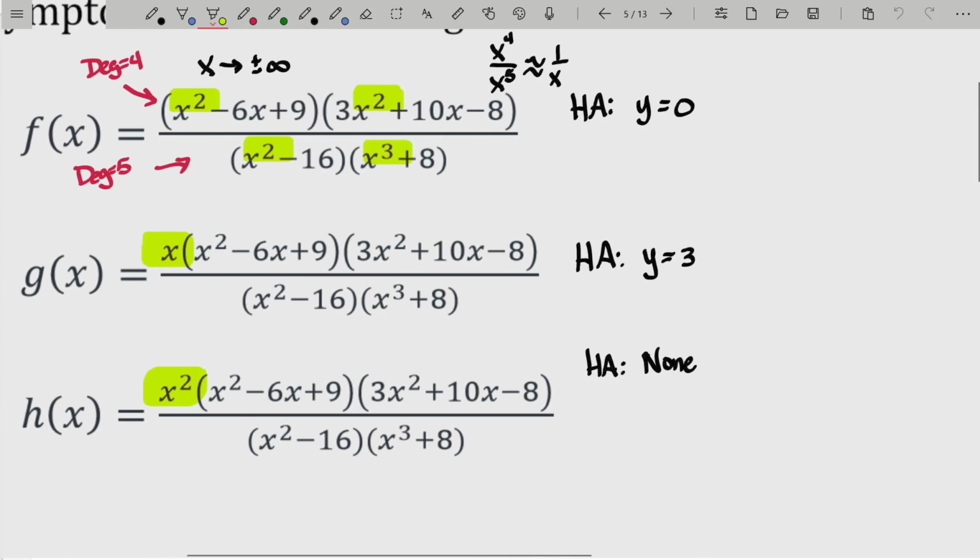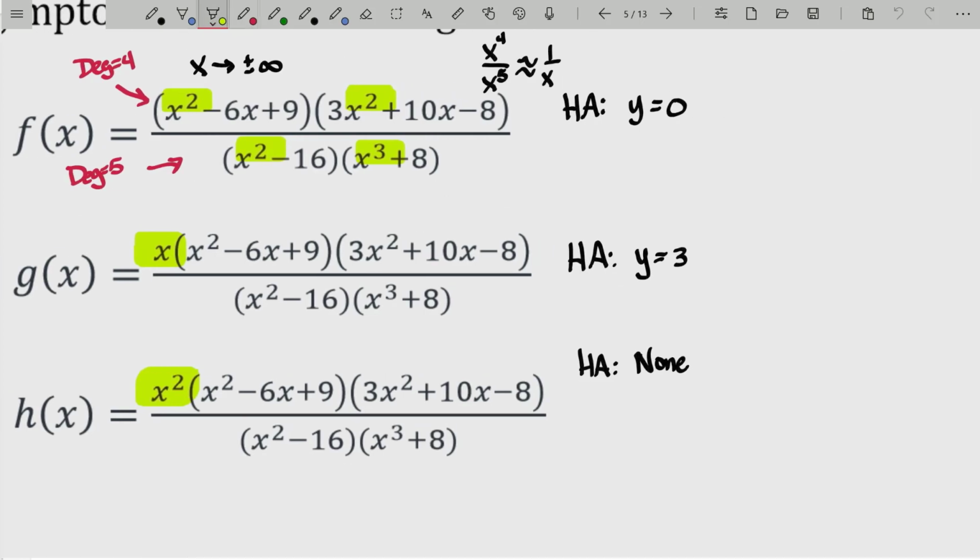The degree of the numerator, well, let's see, I have an x to the first, and then I have an x squared, and then I have an x squared. So therefore, I have 5 powers of x in that numerator. I'm going to point at that numerator and just say degree 5. The denominator hasn't changed, so that's also degree 5. So there's a tie between the numerator and denominator for the absolute degree.